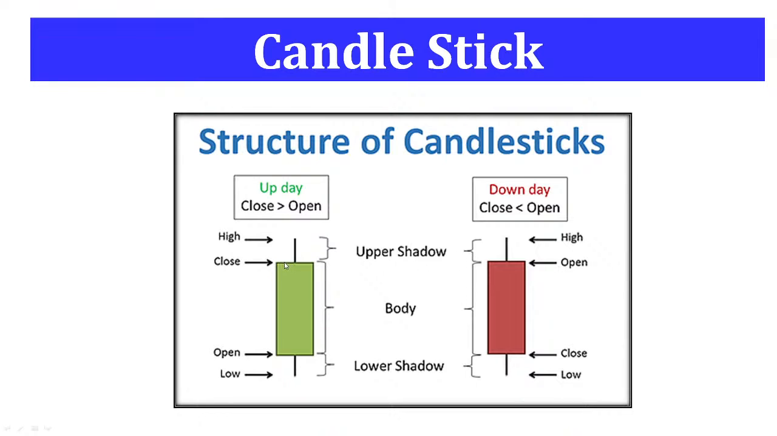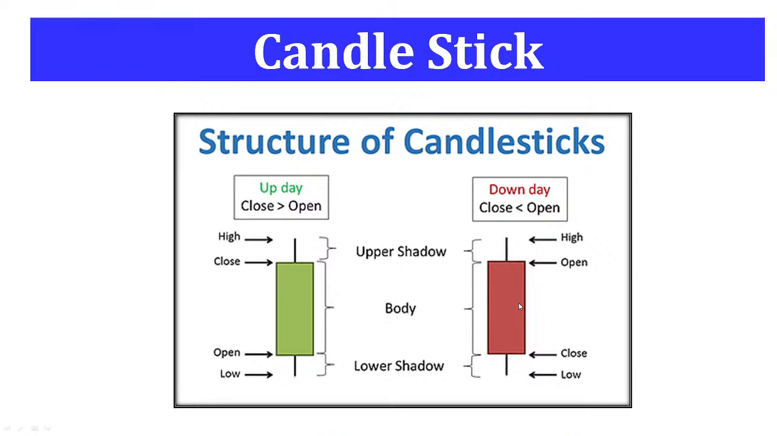Now there are two different colors you can see. One is a green candle and one is a red candle. Now, if the stock opens lower, say at 100 rupees, and closes higher, say at 200 rupees, the candle color would be green. Similarly, if the stock opens at a higher price, say at 100 rupees, and closes at 50 rupees, it means that the stock has closed lower and hence the candle color would be red. And this is called a down day.